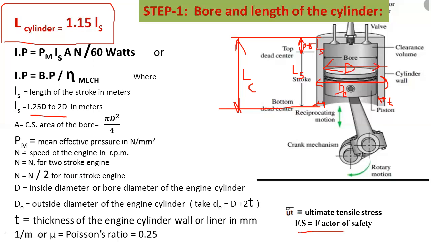So these are the main formulas used in our design of bore and stroke length. Here these three formulas are main. Length of the cylinder equals 1.15 into stroke length. Here the stroke length, LS, equals 1.25 D to 2D. So here the diameter or bore of the cylinder is obtained from these two formulas. By using any one of these two formulas, you can get the value of D. After getting the bore diameter, you have to substitute the value of D into this equation.